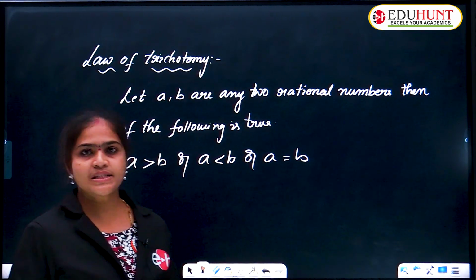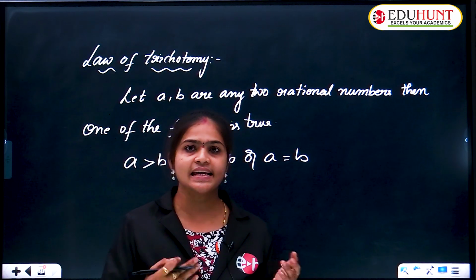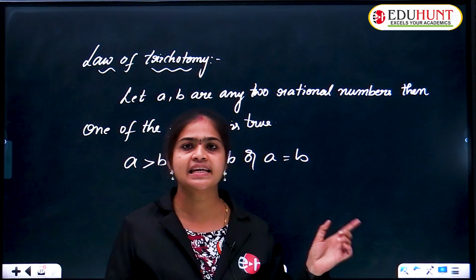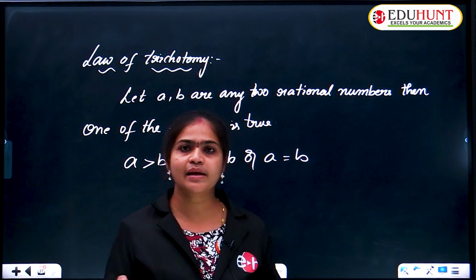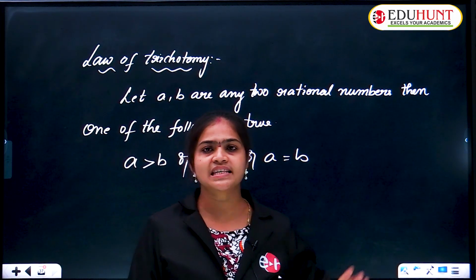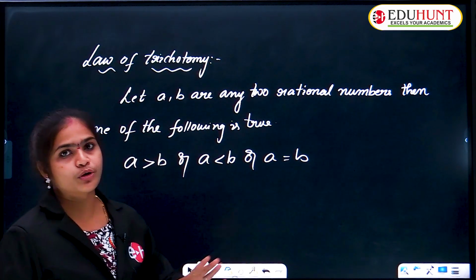Here we took two numbers. Maybe those two numbers are equal, meaning A is equal to B. Maybe one number is greater than the other, meaning A is greater than B. Or the first number is less than the second, meaning A is less than B. So any one of the conditions must be satisfied. This is called the law of trichotomy.